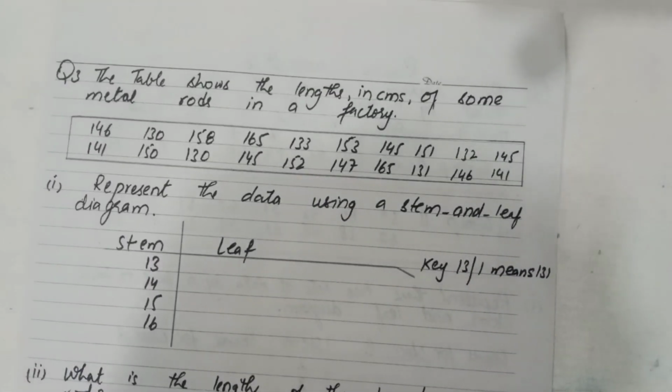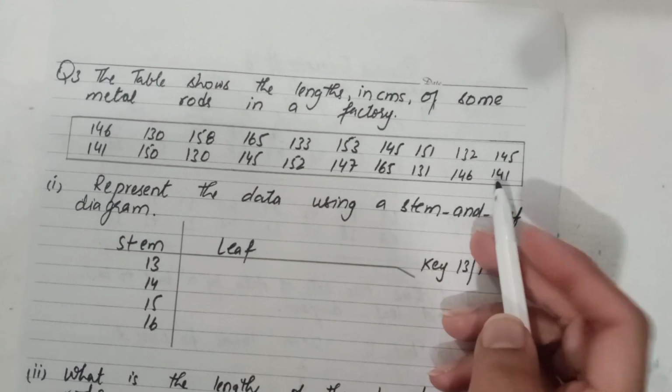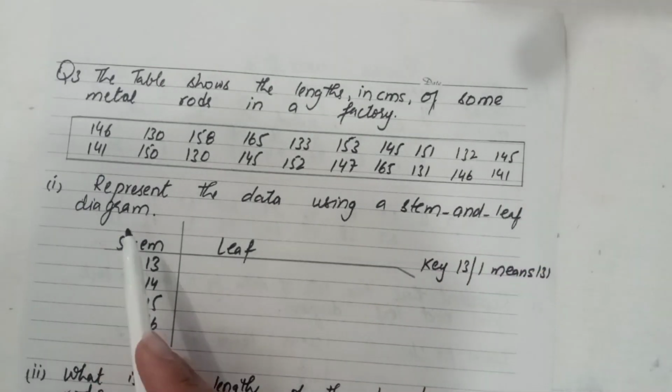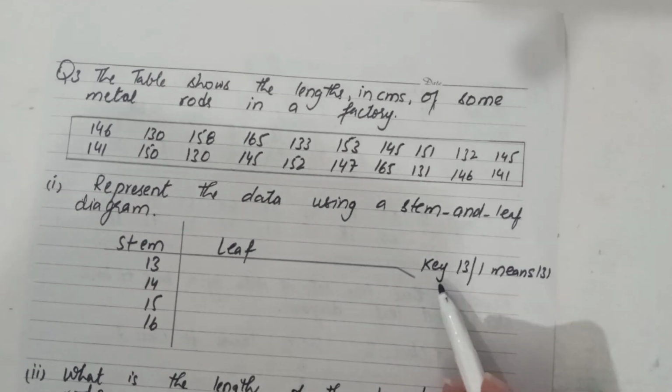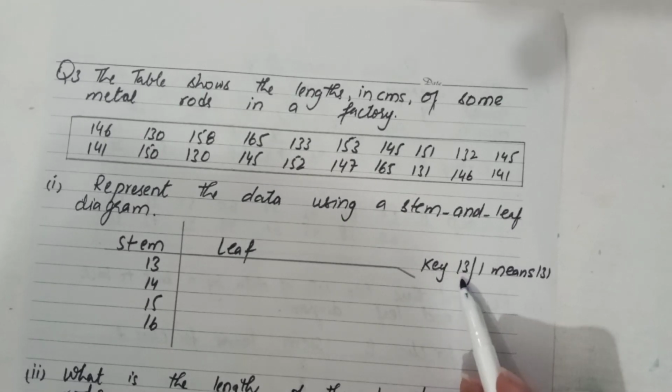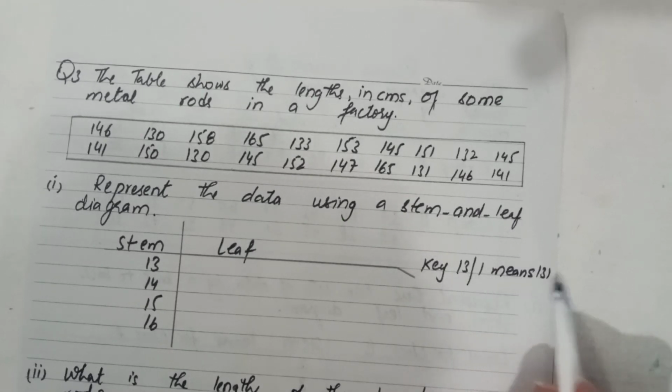Now students, question number 3. The table shows the length in centimeters of some metal rods in a factory, and this is the data provided to us in part number 1. Represent the data using the stem and leaf diagram. We have to represent the data on a stem and leaf diagram. The key is also there: 13 | 1 means 131.